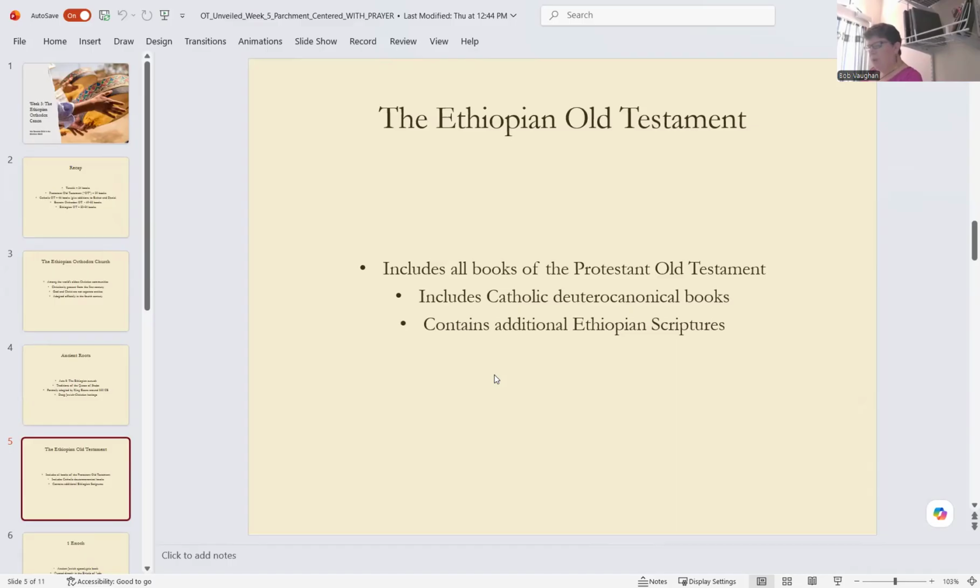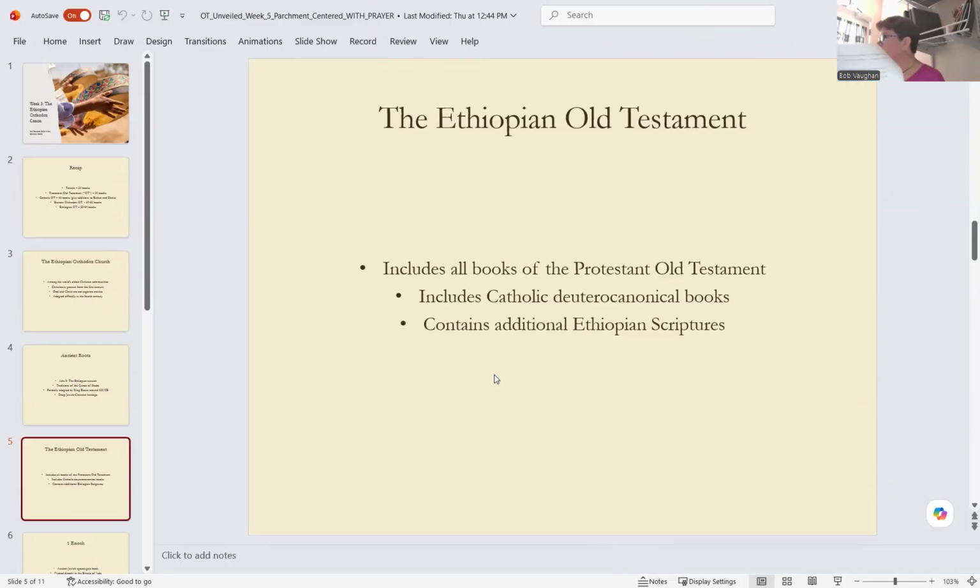Okay, so what's in the Ethiopian Old Testament? It has everything that's in the Tanakh, which is the same as our Old Testament. It has all the stuff we talked about last week that are in the Catholic Bible: Tobit, Judith, Wisdom of Solomon, Sirach, Baruch, and Maccabees, and the additions to Esther and Daniel. So far it sounds like a Catholic Bible.